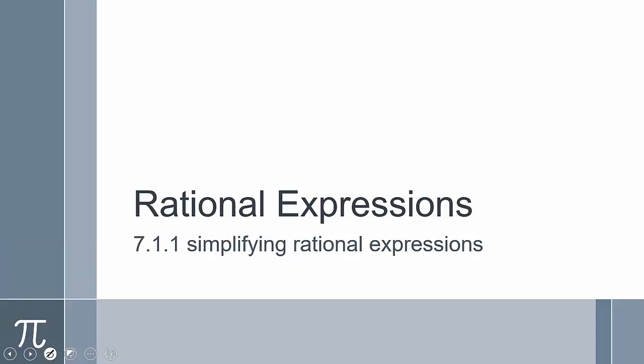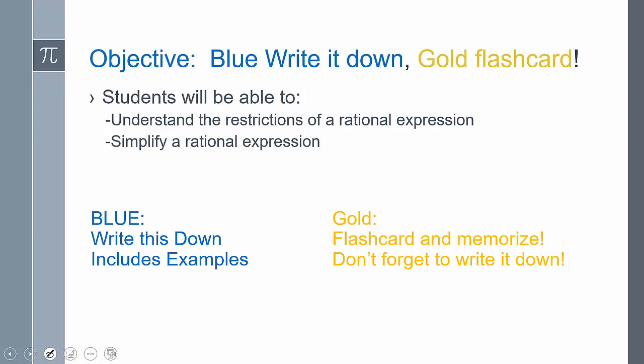All right, this is 7.1.1. We're going to be simplifying rational expressions. So we're going to understand the restrictions of a rational expression and simplify a rational expression.